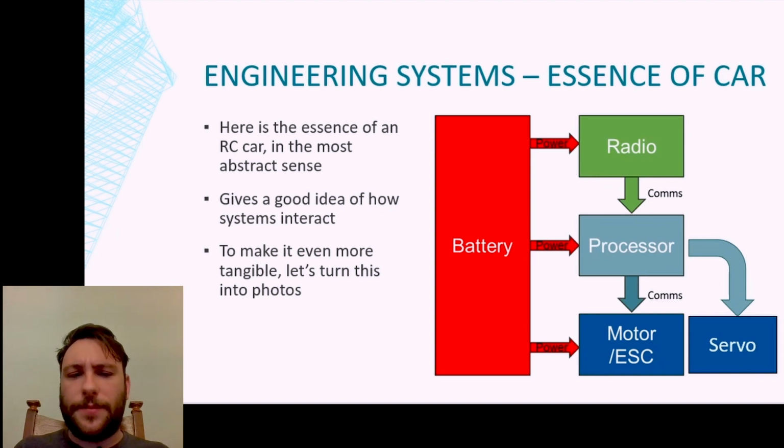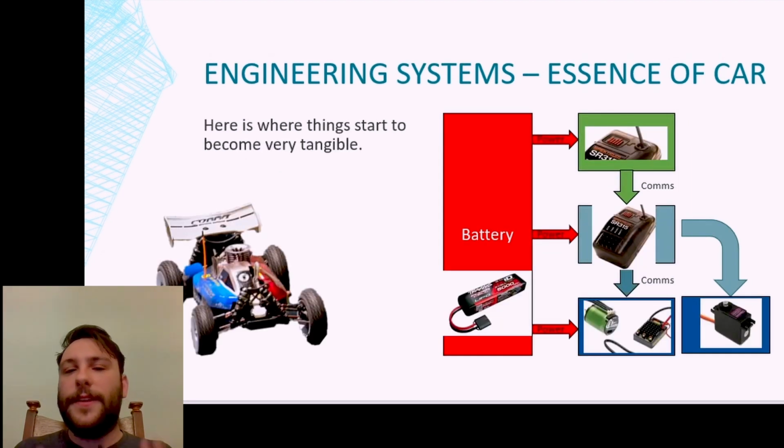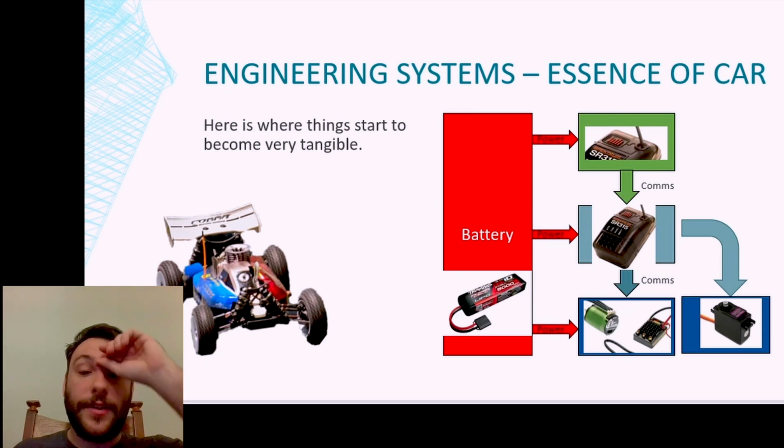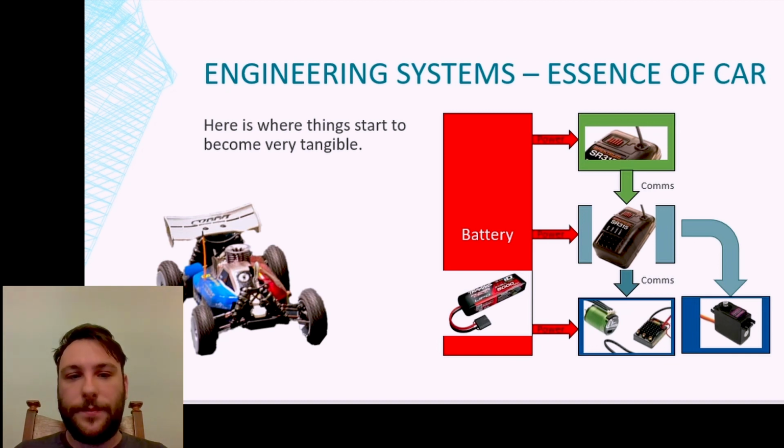But this is still a little bit abstract for my preferences, so let's turn this into photos. This is where I find things become really tangible. At the very top, we have the radio system itself, which is built into the controller. And luckily for us, manufacturers have planned everything out and improved things over the past several decades to make things fairly simple. So that controller has all the necessary outputs to send the correct signals to the ESC as well as the servo in order to make sure that the car is going in the way that you want it to go. And of course, the whole entire thing is powered by a big old battery.